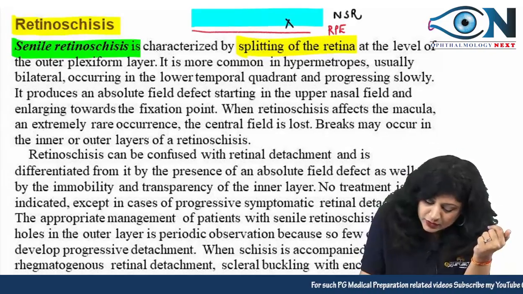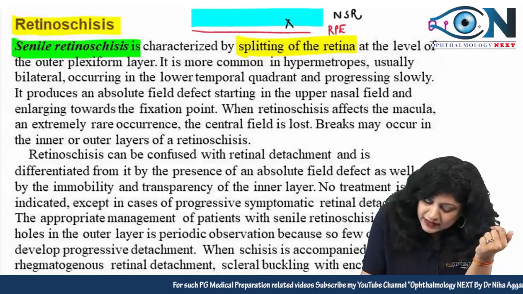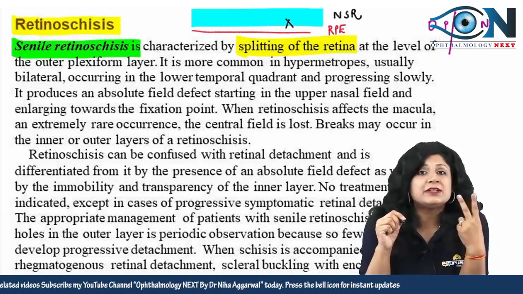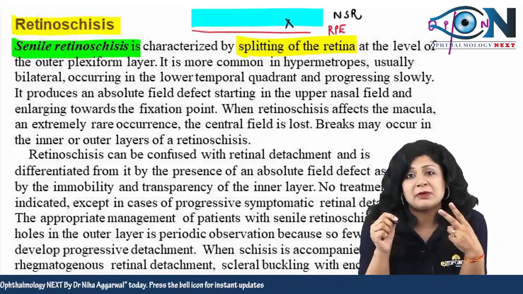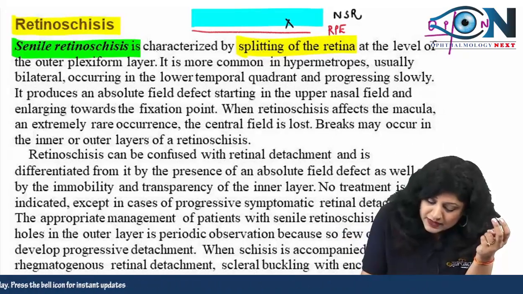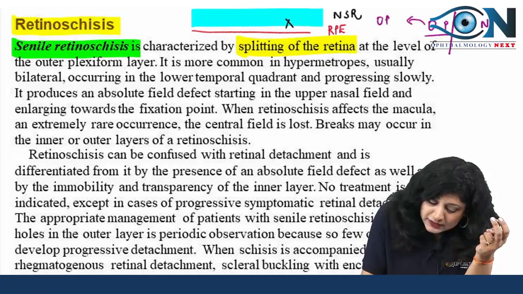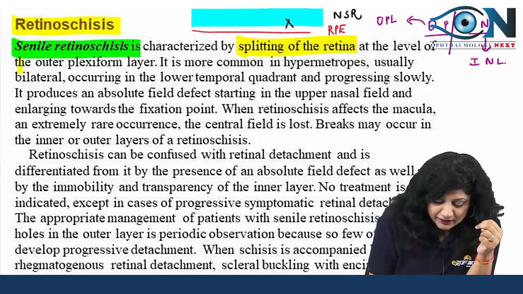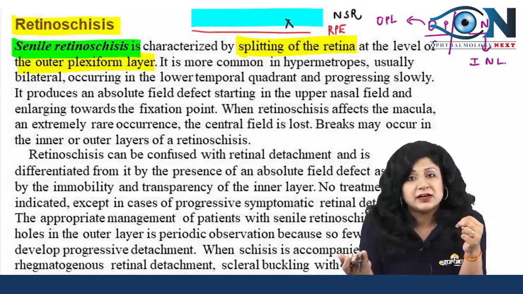Rather, what I told you as OPEN. Do you remember the OPEN, which opens the gate for the retinal diseases? So most of the retinal diseases actually take place at two layers, and the easy way of remembering is OPEN. So OP means we have got outer plexiform layer, and IN means it is the inner nuclear layer. So basically retinoschisis is the splitting of the retina at the level of this outer plexiform and inner nuclear layer.